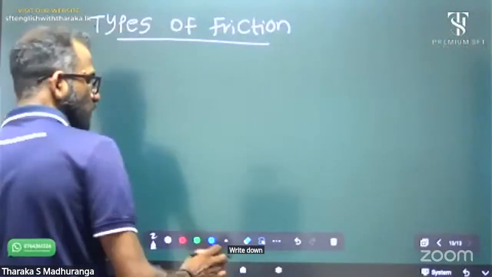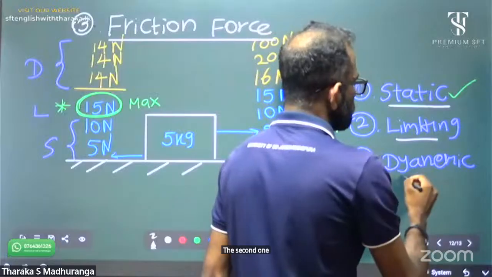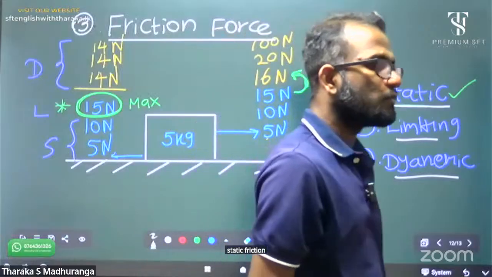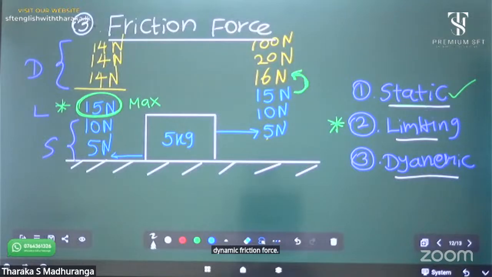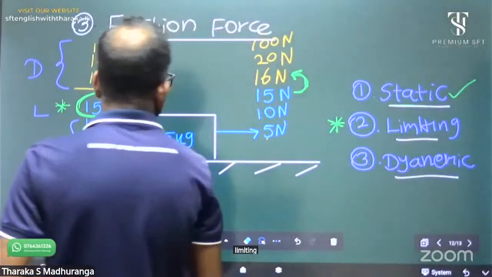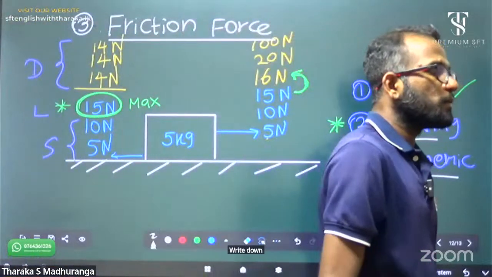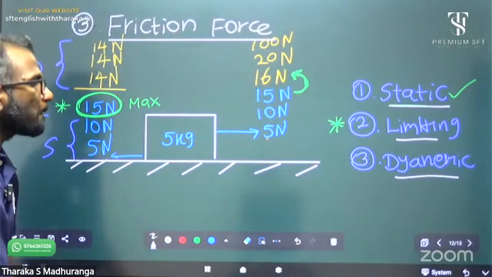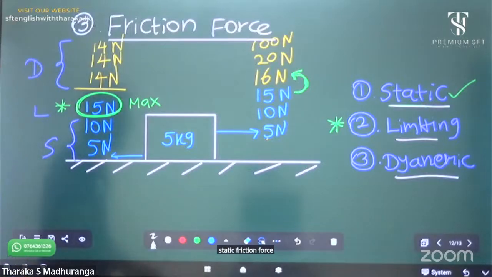Write down the first one, static friction force. The second one, limiting friction force. The third one, dynamic friction force. Now write down the first subtopic, static friction force.